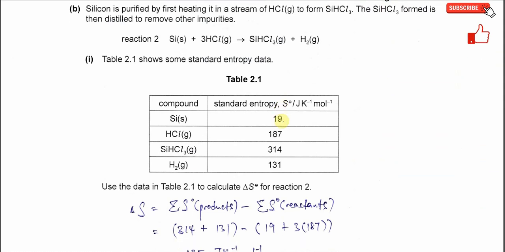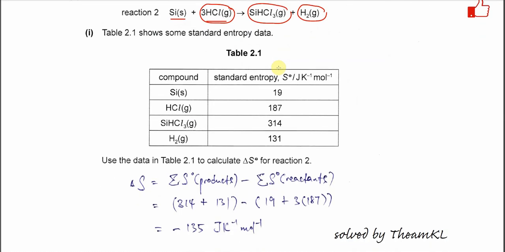Part B. So we have reaction 2, the reaction between silicon and HCl to form SiHCl3 and H2. You can predict the delta S sign: it goes from 3 moles of gas to 2 moles of gas here. So we can predict the delta S sign is negative. We can prove that by calculation now.